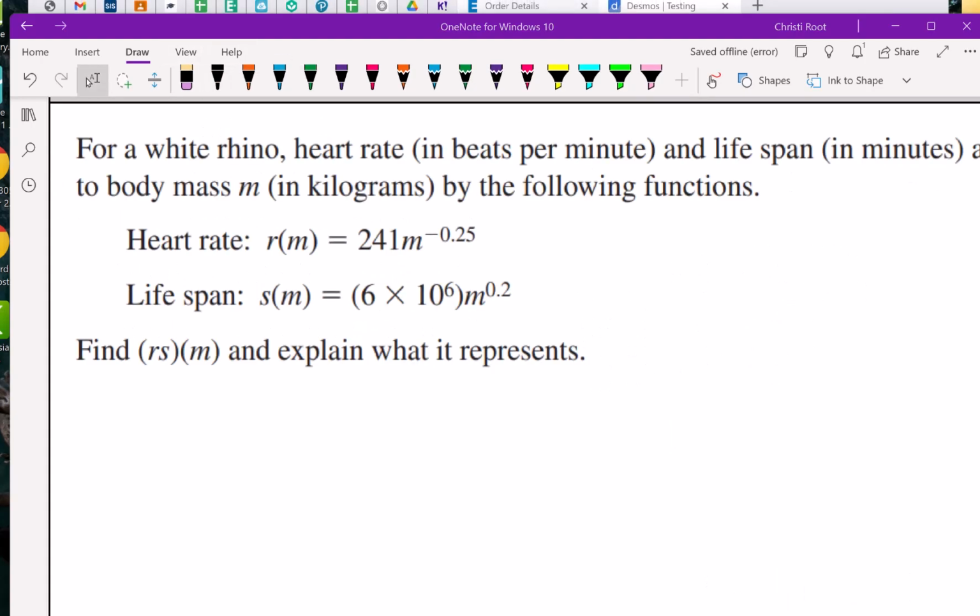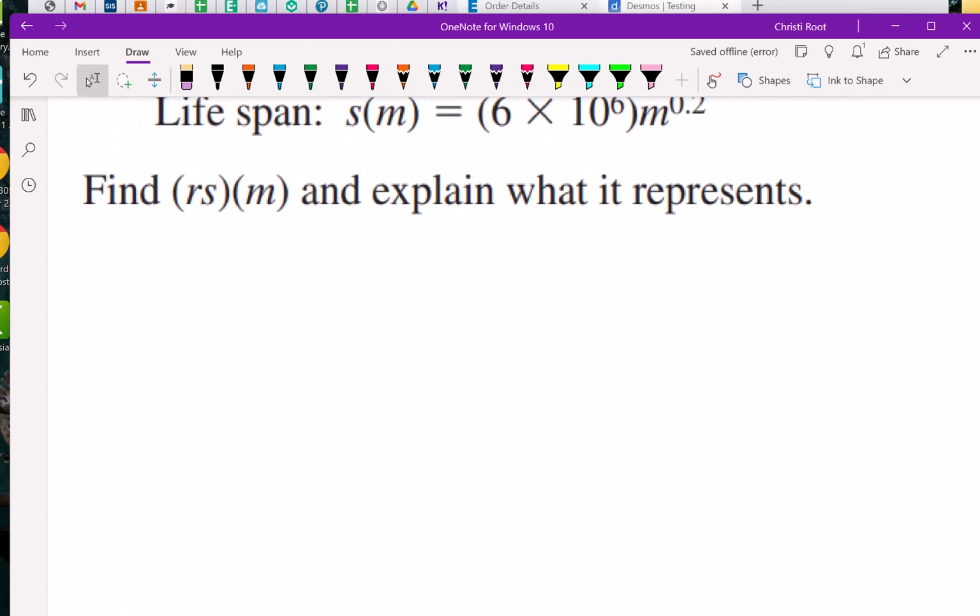All right, so this is a modeling problem. We actually have a couple of real world functions that measures the heart rate of a white rhino according to their body mass in kilograms, which is M. And then you have one about a typical lifespan according to the body mass in kilograms. So what they're wanting you to do is they're wanting you to do that. What does that mean?